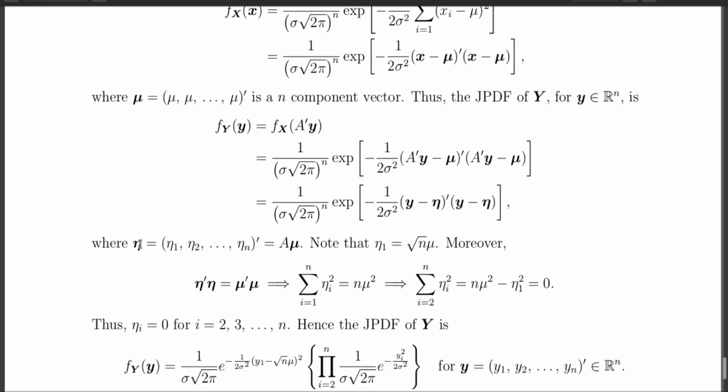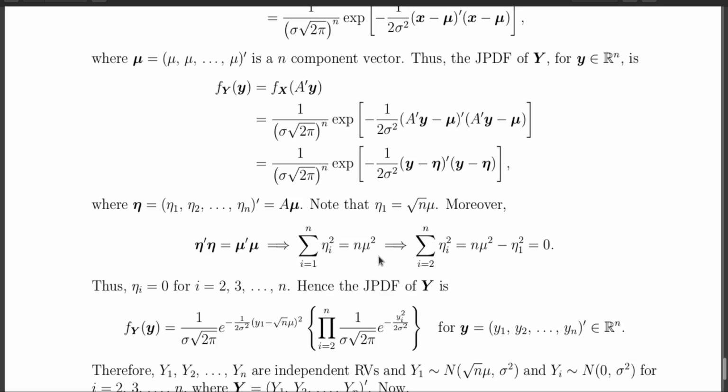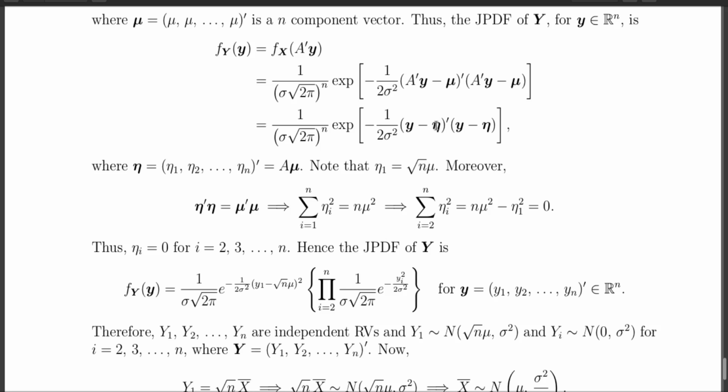So in this neta vector, the first component is root n times mu, and the rest of the components are 0. Now use this to simplify the function a little bit. If you put this here, with the first component root n times mu and the rest 0, you can easily write that this joint density function can be written in this form. The first component corresponds to y1 and neta 1, and for the rest of the components corresponding to y2 to yn, there is no neta present because the neta value is 0.